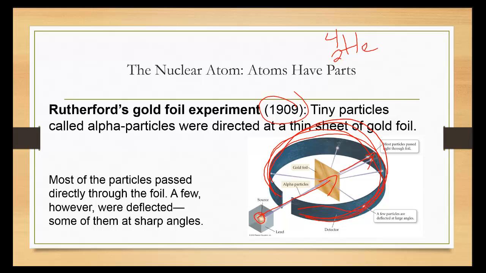Here is a detector to determine where those alpha particles hit. And he thought they would all be concentrated at the very end. But what ended up happening is that the nucleus of the helium atom and the nucleus of the gold foil atoms ended up bouncing off of each other, and they ended up scattering about. And the fact that they're scattering about told Rutherford that there must be something else going on here and not just the electrons. So most of the particles passed directly through the foil. A few, however, were deflected, some of them at very sharp angles, so almost right back at the machine.